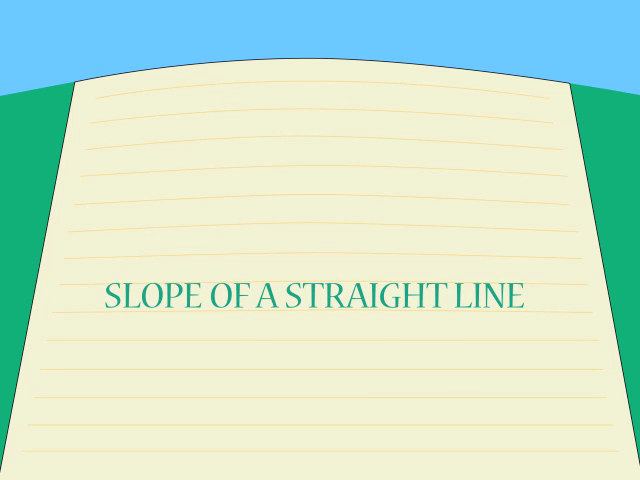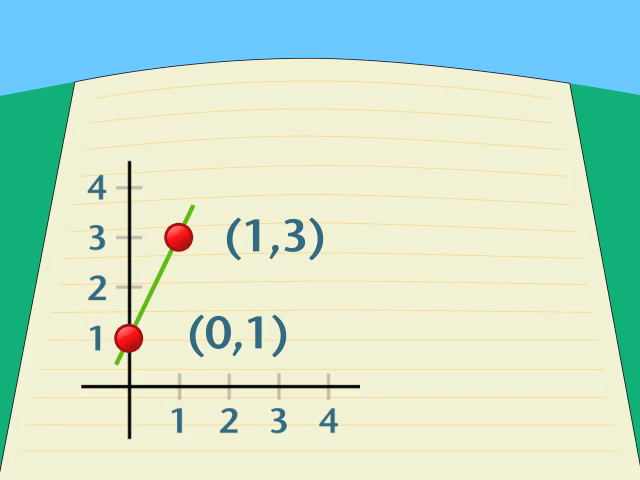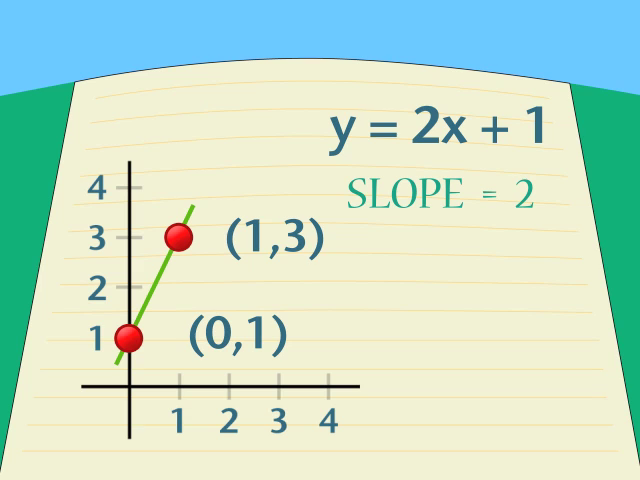We can formalize our thoughts about slope in a definition. Slope is the ratio of how much y changes compared to how much x changes. Let's go back and take another look at the graph of our equation, y equals 2x plus 1. The 1 is the y-intercept, and the 2 in 2x is the slope. Compare the 2 points on the line and you'll see that y is changing faster than x. Faster, in fact, by a ratio of 2 to 1.